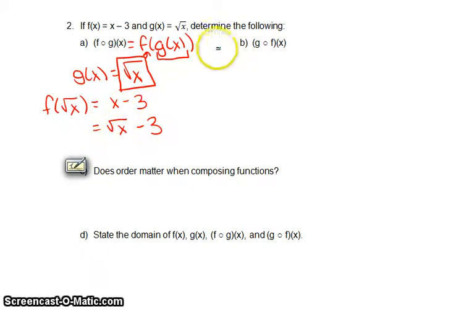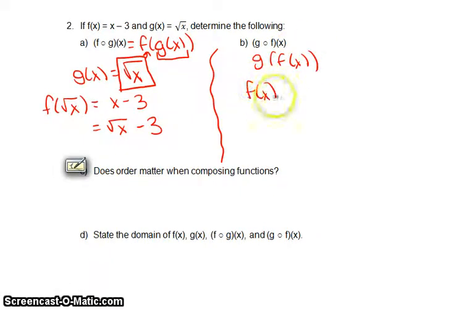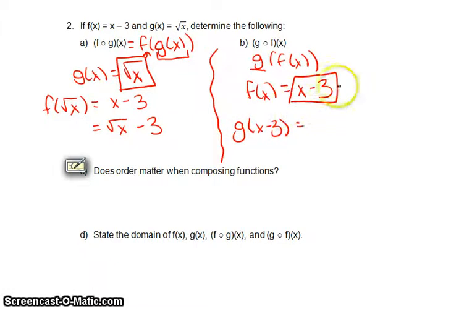Okay? For b here, now we're going to be dealing with g(f(x)). And we can rewrite that as g(f(x)), like that. So we're going to take f(x), which is equal to x - 3. We're going to substitute this value in for x in our outer function, which is g(x). So we have g(x - 3). That is equal to the square root of x, and substituting that value in, we have the square root of x - 3.